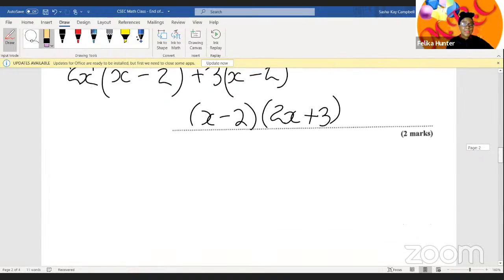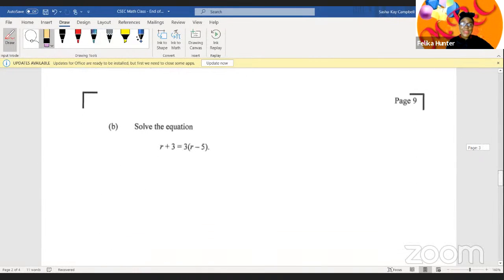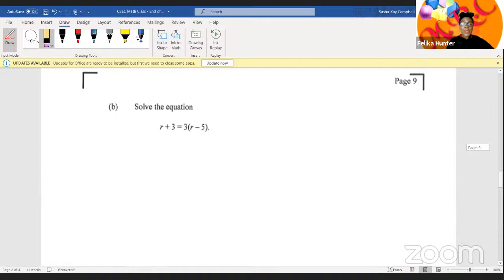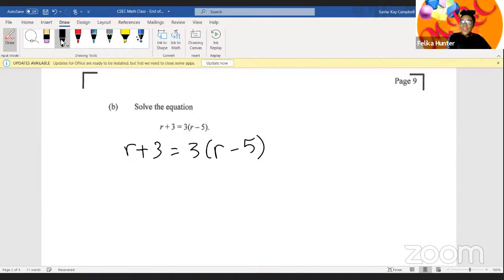All right, so we're going to scroll down now to our next question. And our next question is equation. And we're asked to solve this equation. So in solving this equation now, it is r plus 3 equals 3, open bracket, r minus 5. So we're going to go ahead and we're going to remove the bracket first. So let me just rewrite the question so that it's clear for you. So it's r plus 3 equals 3, open bracket, r minus 5.